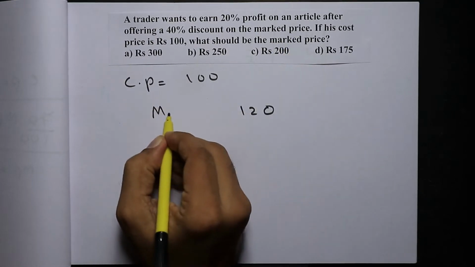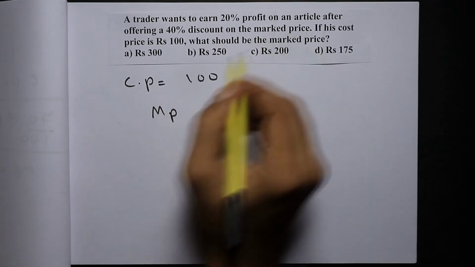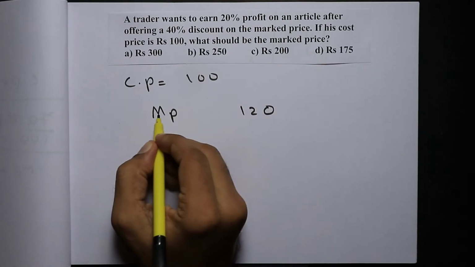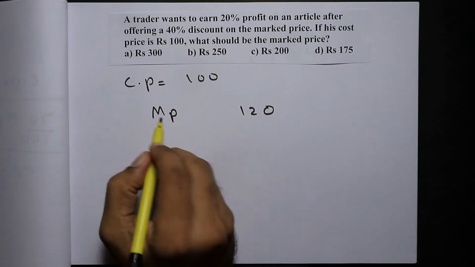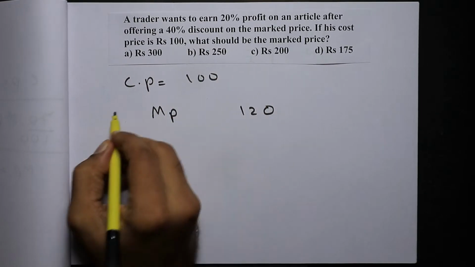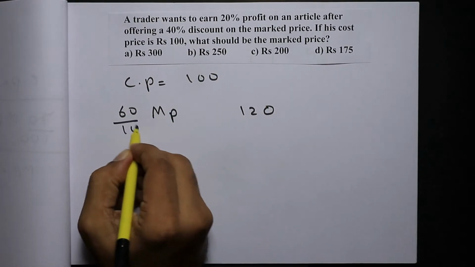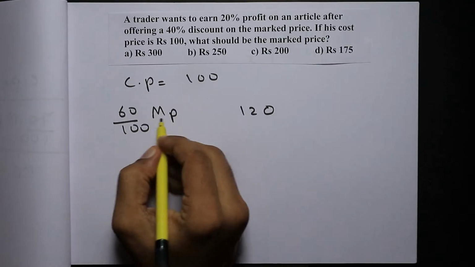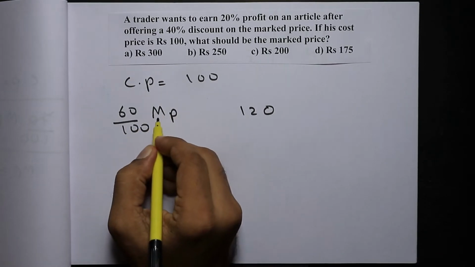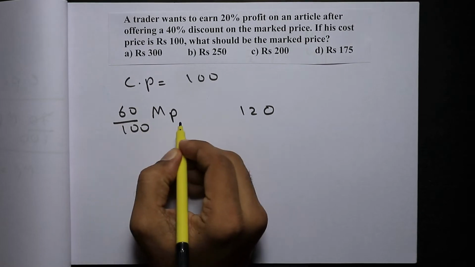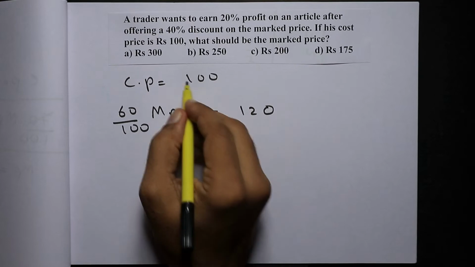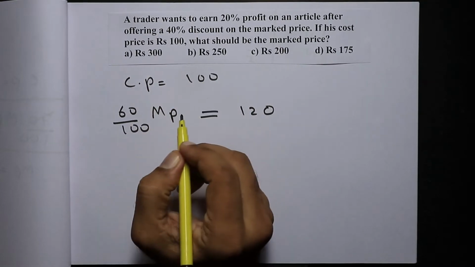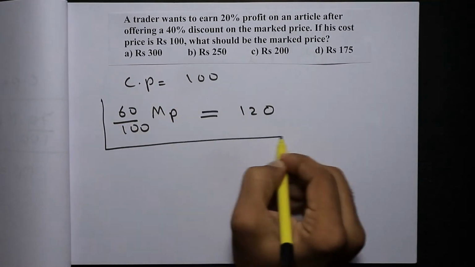So a price has been marked on the object, that is the marked price or the MRP, and on the marked price he is giving a 40% discount. If he is giving a 40% discount, he will get only 60% of the marked price. So he will get 60% of the marked price, and what he should get is rupees 120. So he will get 20% profit. So this is the equation.